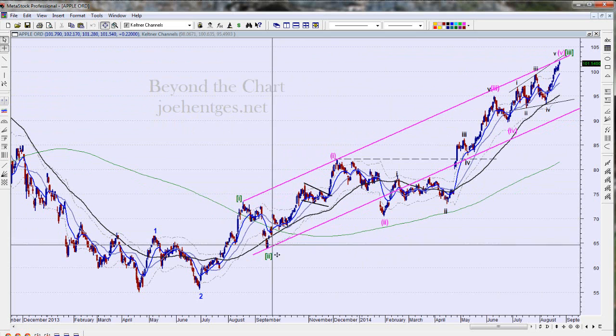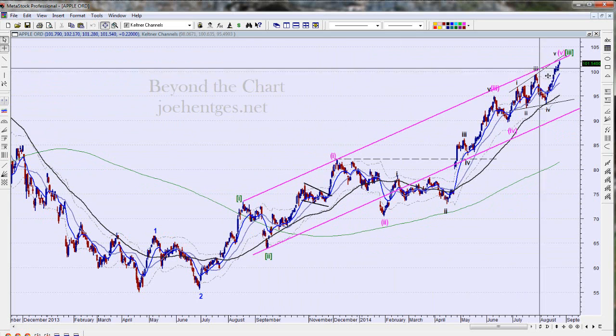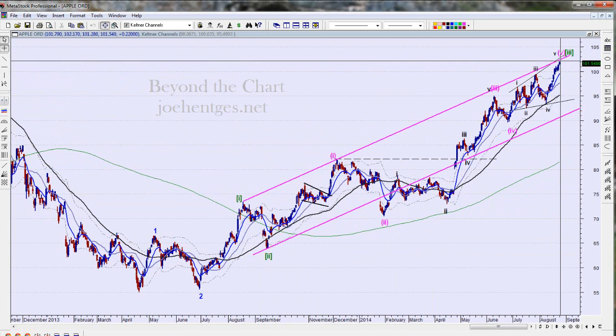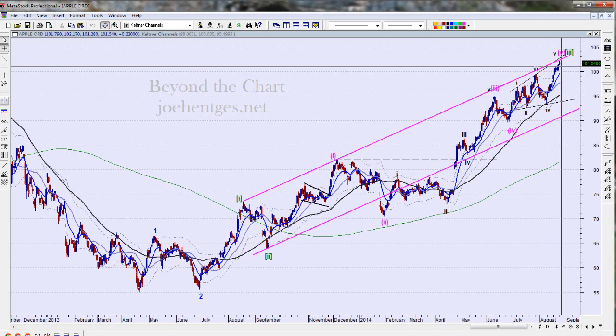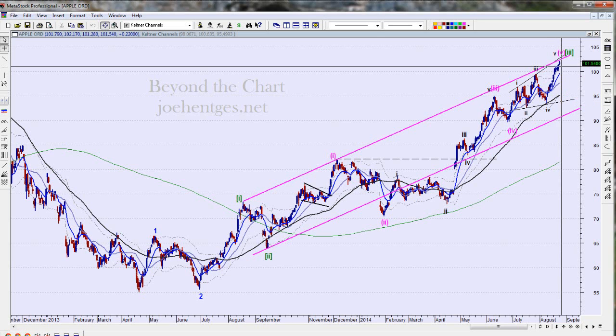So when I take the channel of the minute waves, the little green i's, what I've done is I'm also assuming that we are now at little i3, that this is the completion of little i3. And Apple is currently trading down 30 cents or so, 101.24. So down a little bit today. This morning, it's 10 to 9 Central Time. So the market just opened 20 minutes ago, and I wanted to get this video out.